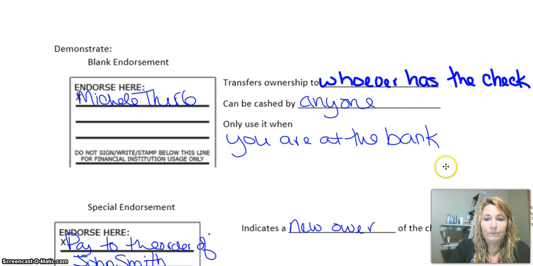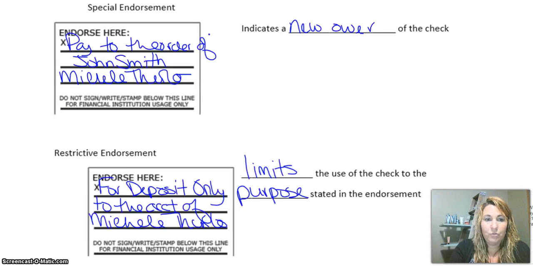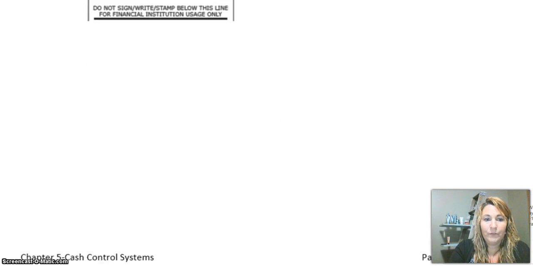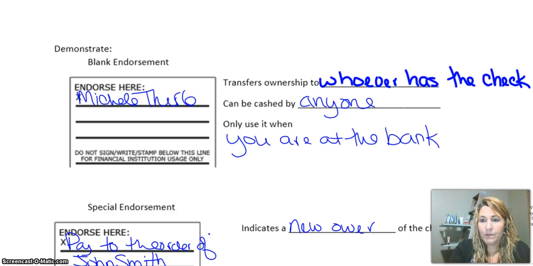Okay, make sure we got to the bottom of the page. Nope. Yep, restrictive endorsement. Sorry about that.